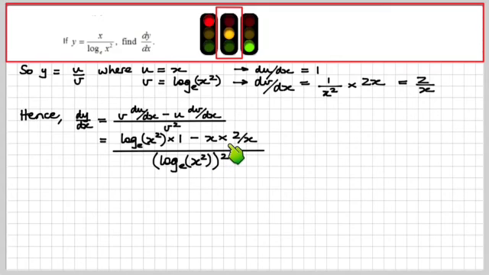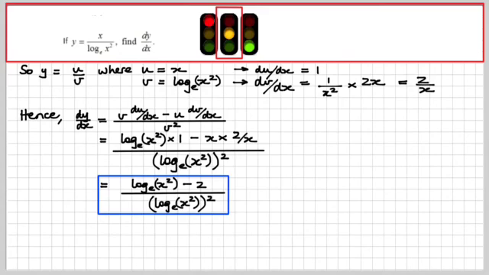And just simplify a little bit, don't go completely crazy with it, because you could lose marks if you overly engage with the answer and try and pretty it up too much. So I think we just go log x squared minus 2 over log of x squared all squared, and just leave it like that. There's your marks. Absolutely fine. Quotient rule, chain rule. Alright? Go get them, guys.